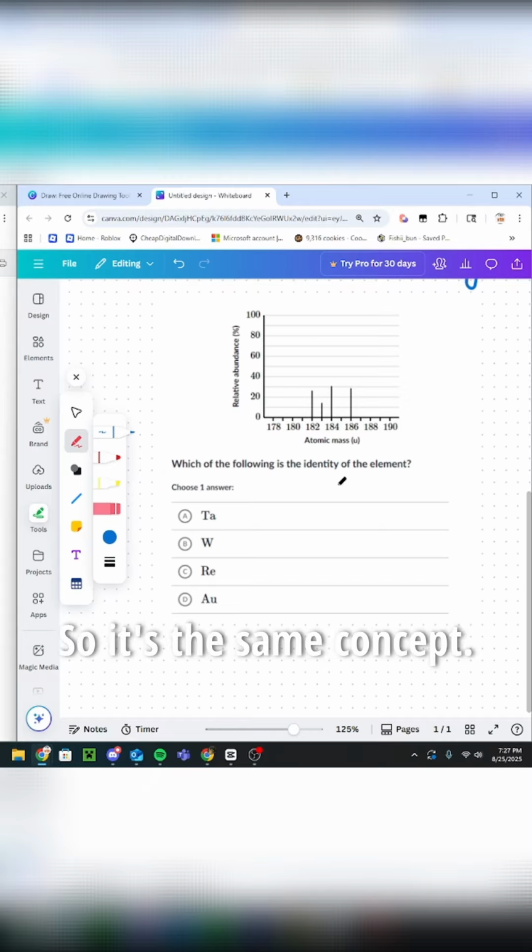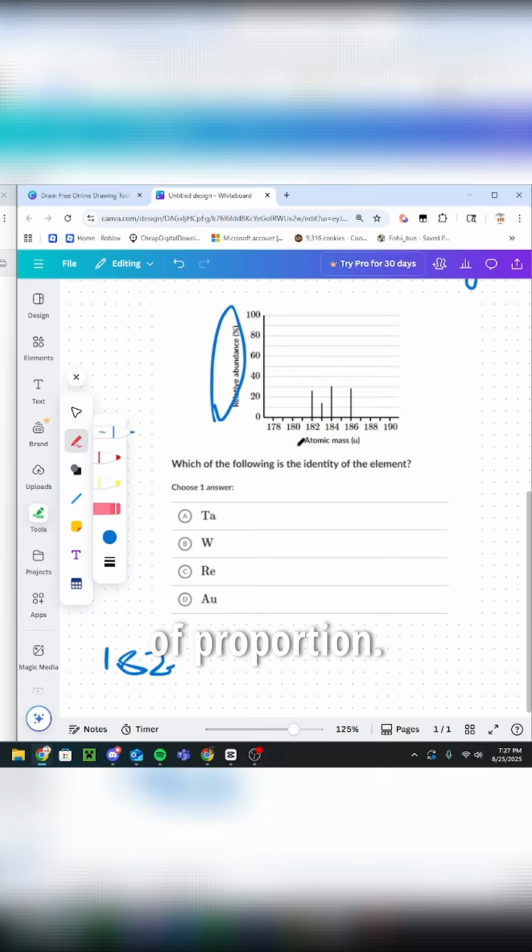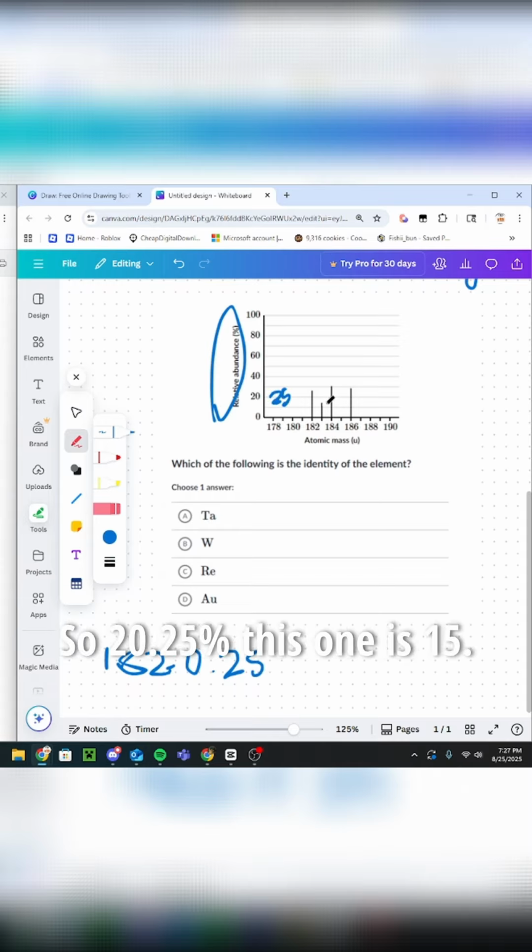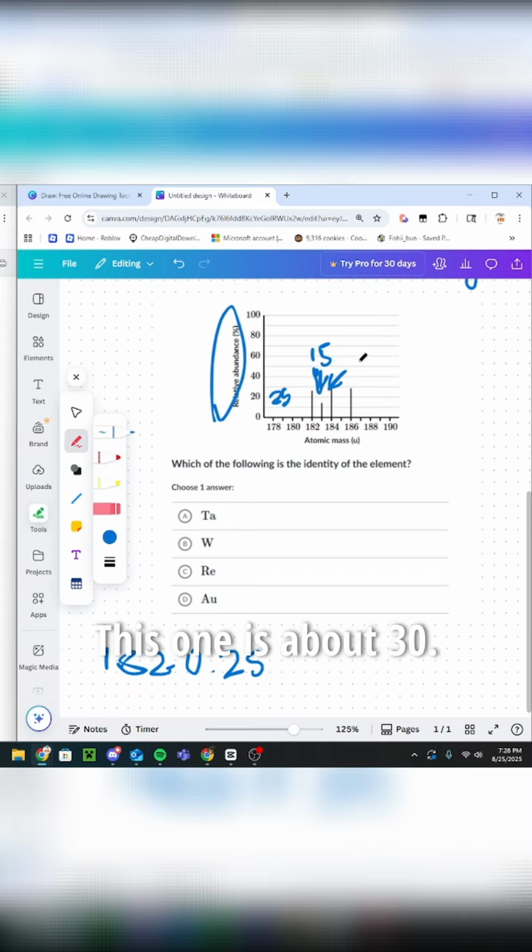The second one is this graph. It's the same concept, but you have to read the graph for this one. So it's 182 times the proportion of relative abundance, right? That's a percentage. We need to put it as a proportion. So this is about 25%, so 0.25 proportion. This one is 15. This one is about 30, and this one's also about 30.